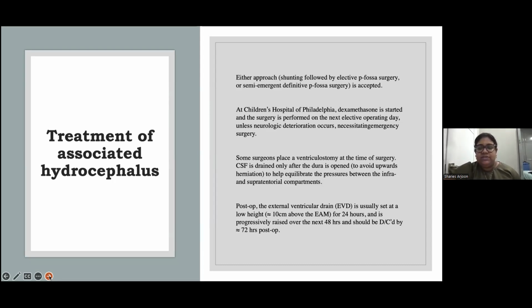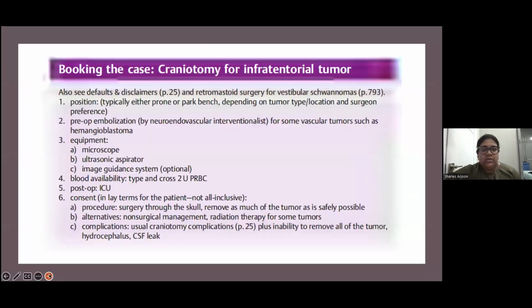Post-op, the external ventricular drain is usually set at a low height for 24 hours, is progressively raised over the next 48 hours, and should be discontinued by about the third day post-op. And when booking a case for an infratentorial tumor, similar things would be taken into consideration, keeping in mind that, based on the location, you would want to position the patient based on surgeon's preference, typically either prone, on Mayfield, or in a park bench position, depending on the tumor type, location, and again, surgical preference.